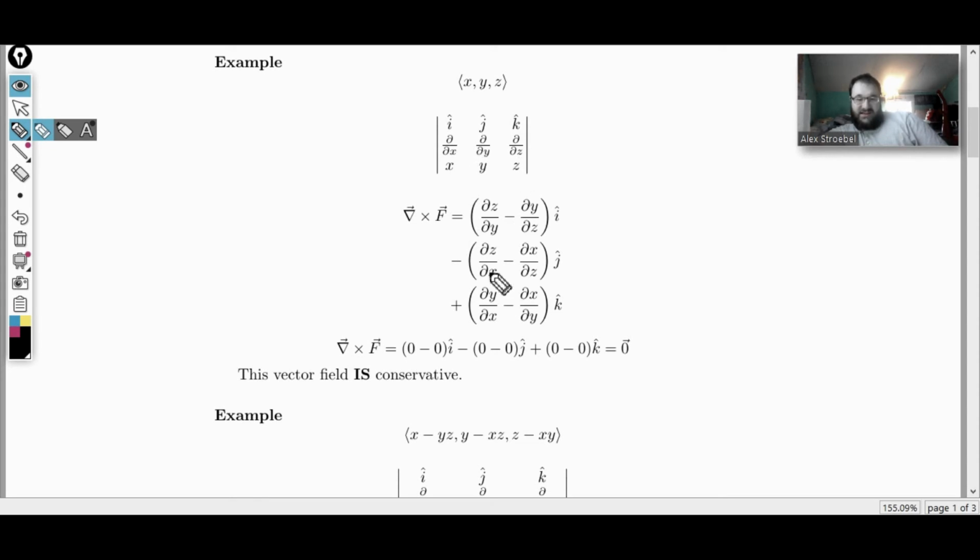So you go x and z, z and x, and then you do the k hat, which gives you x and y, right? So derivative of y with respect to x, and then minus the derivative of x with respect to y. And so you can see that this is going to be 0, this is 0, 0, 0, 0, 0. They're all 0. So the curl of this vector field is the 0 vector. So this is a conservative vector field.